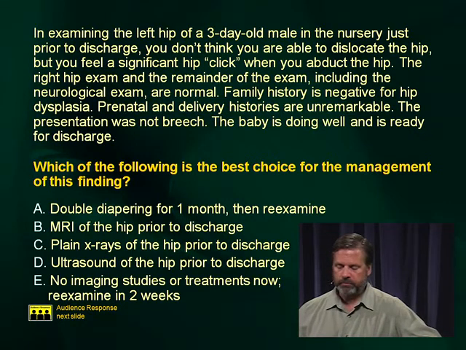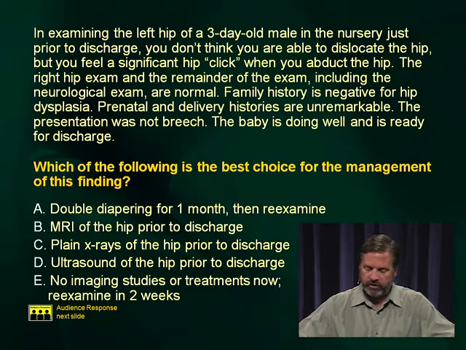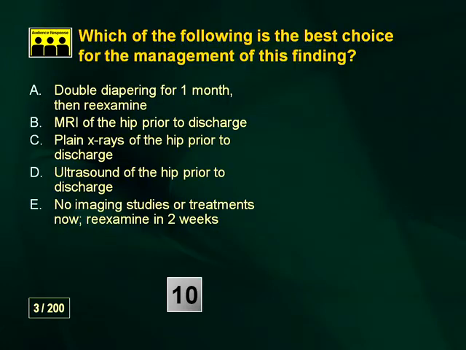Which of the following is the best choice for the management of this finding? A, double diapering for 1 month, then re-examining. B, MRI of the hip prior to discharge. C, plain x-rays of the hip prior to discharge. D, ultrasound of the hip prior to discharge. Or E, no imaging studies or treatments now, re-examine in 2 weeks. Which of those is the best approach to this patient?